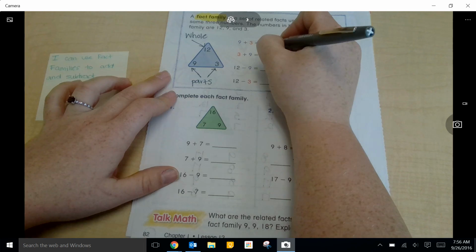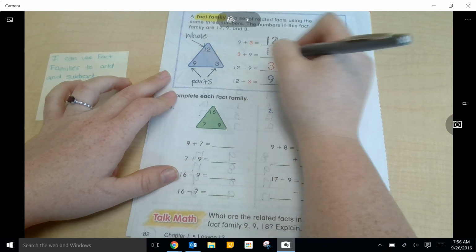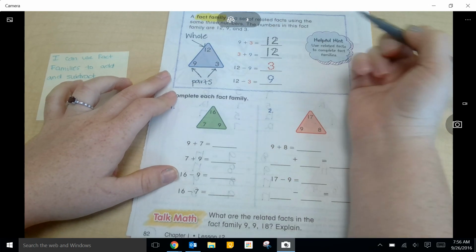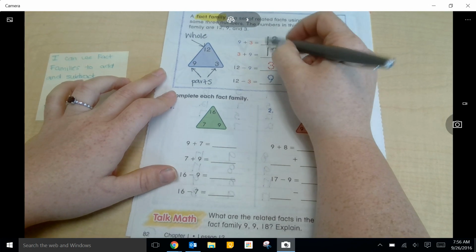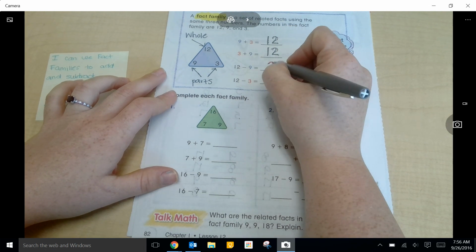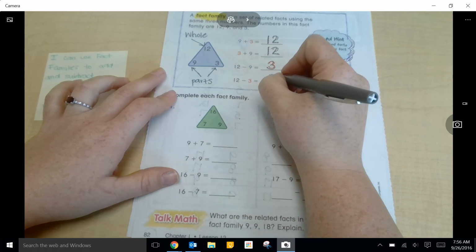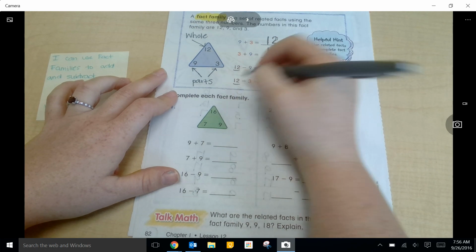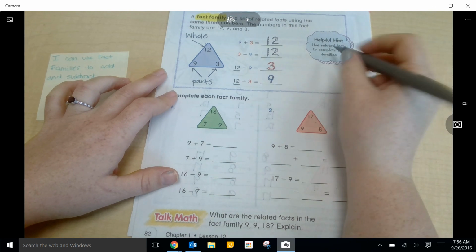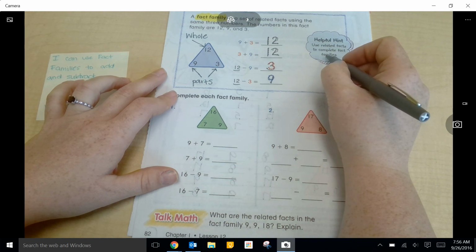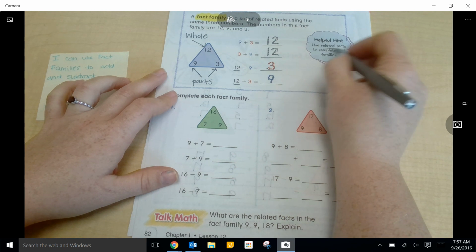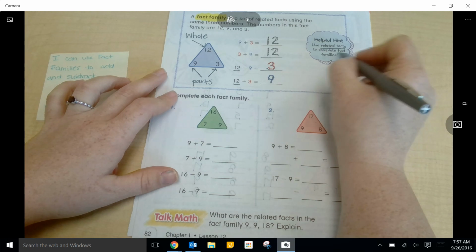So 9 plus 3 equals 12. 3 plus 9 equals 12. Notice they only switch the small parts around. The whole, the biggest number, stays in the same place. We're going to do it again. 12 minus 9 equals 3. 12 minus 3 equals 9. The 12 stayed in the same place. The parts are what switched. You can use related facts to complete a fact family.